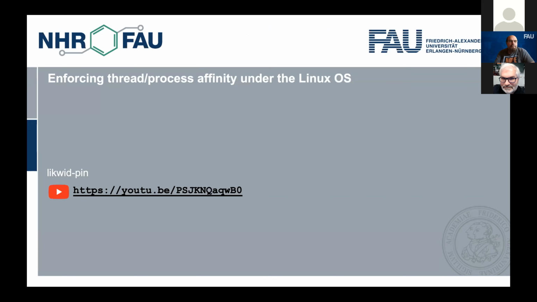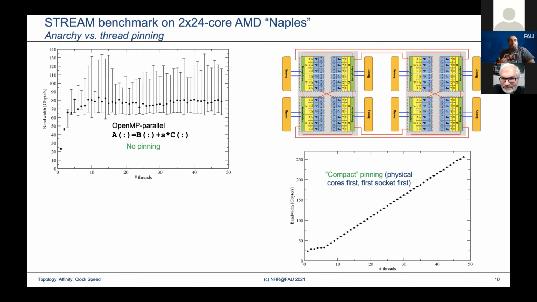We can make use of this architecture to pin our threads and processes with likwid-pin. We have also provided a video at our YouTube channel with some introduction. So why do we need pinning? If we don't pin, there's basically anarchy on the node. Each thread is scheduled on a physical core. The operating system is deciding to move them around. And that's what we see here in this picture.